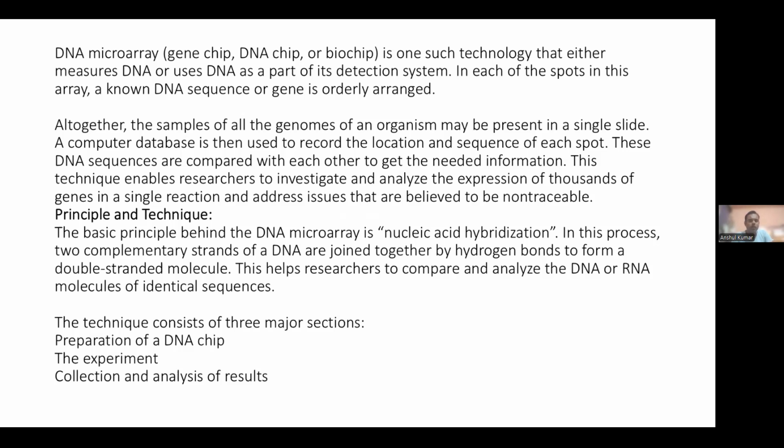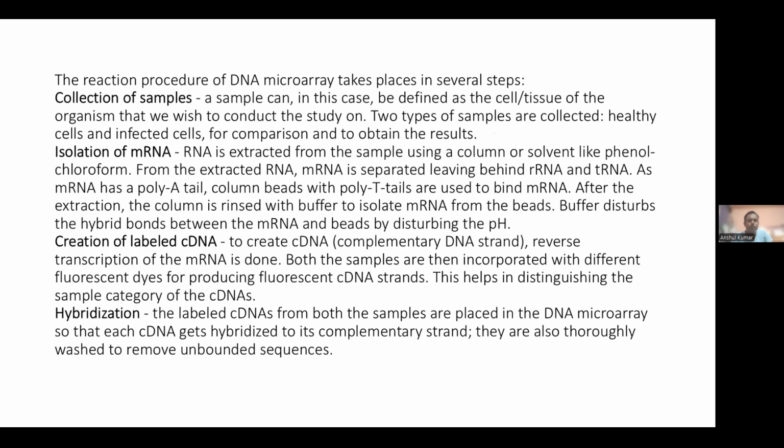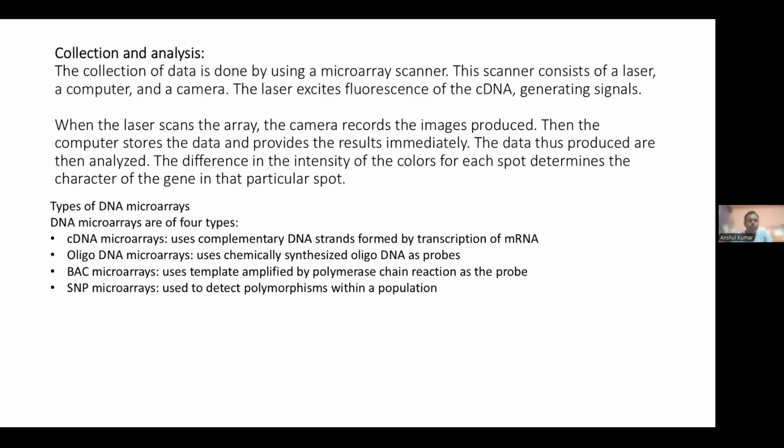It is based on the principle of nucleic acid hybridization, where complementary strands of DNA are joined together by hydrogen bonds to form a double stranded molecule. The technique comprises preparation of a DNA chip, the experiment, and collection and analysis of results. Collection of sample: a sample can, in this case, be defined as a cell or tissue of the organism. Then isolation of mRNA, then creation of labeled cDNA and hybridization, then collection and analysis.